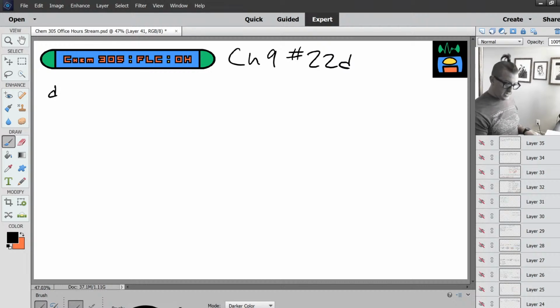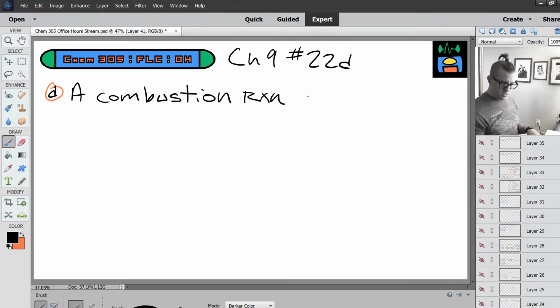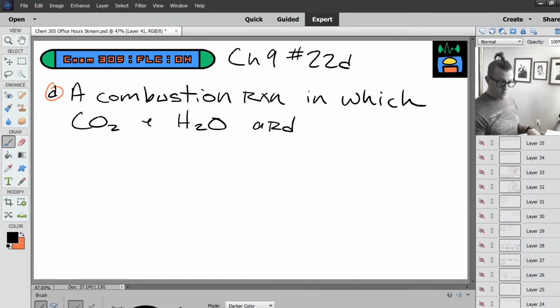And D is a combustion reaction in which CO2 and H2O are products.